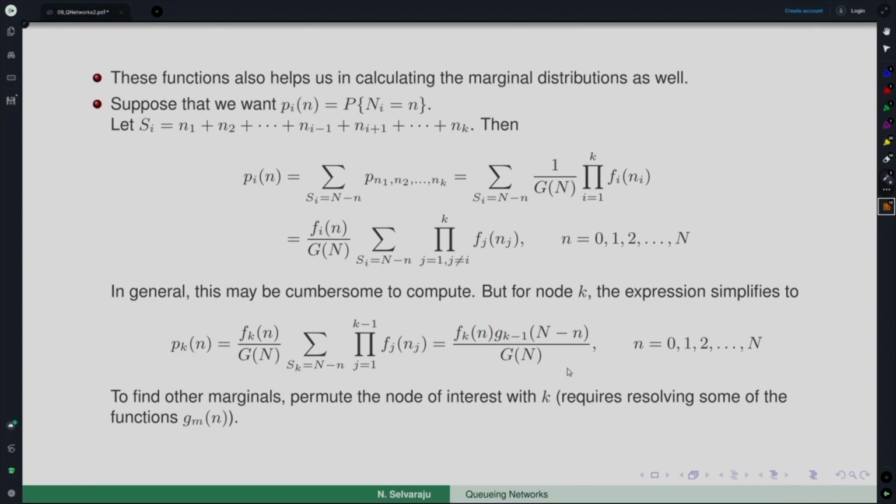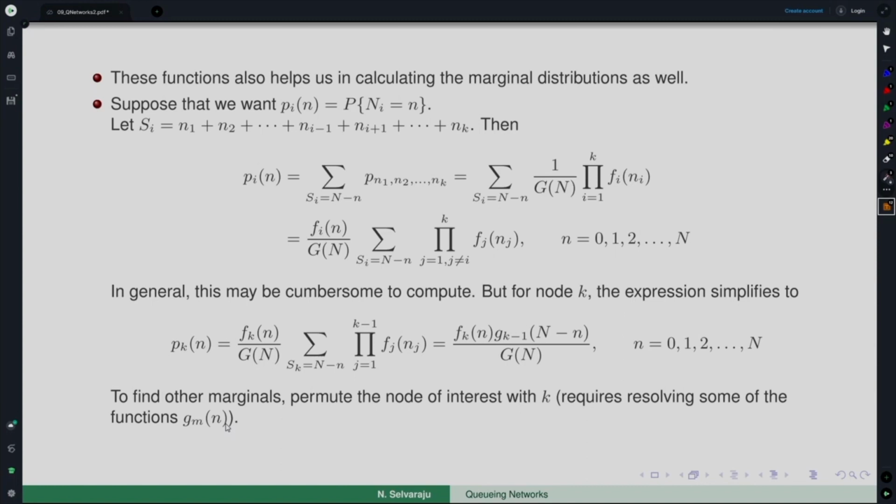But if you want to find other marginals, one way is to permute the nodes, so that whichever node at which you want to compute the marginal distribution becomes node k. But if you want it at every other node, then that becomes difficult, because this involves some modifications to the function g m n as well, because once you change the node, things will change in this as well. If you want only one marginal distribution, you can set that as the last node and then do the computation. But if you want more than that, then this way of doing it would be difficult. There are efficient ways, even with modifications to this process, to get the marginals, but we are not getting into that.